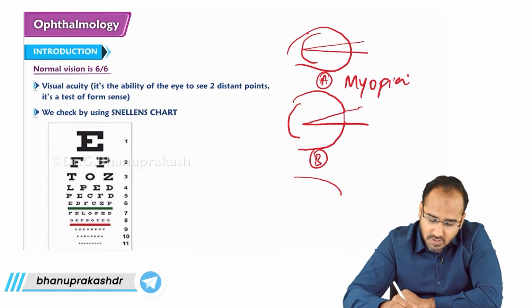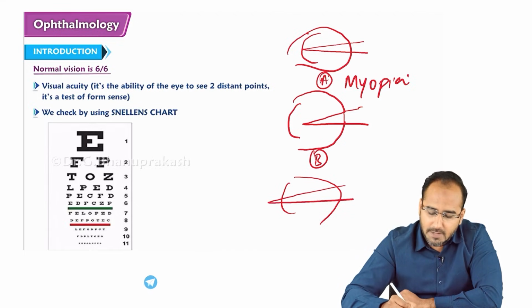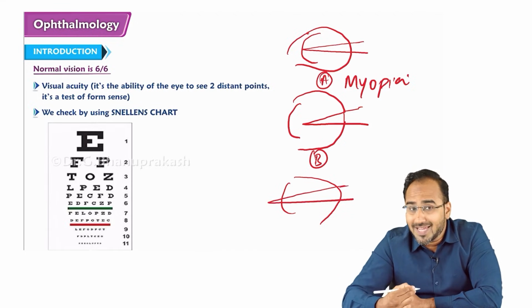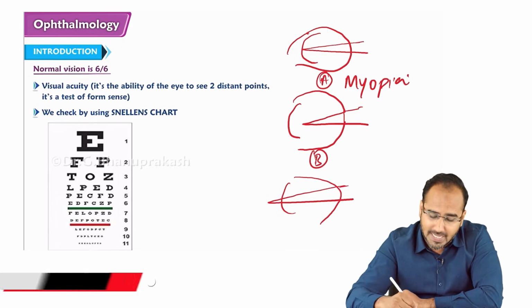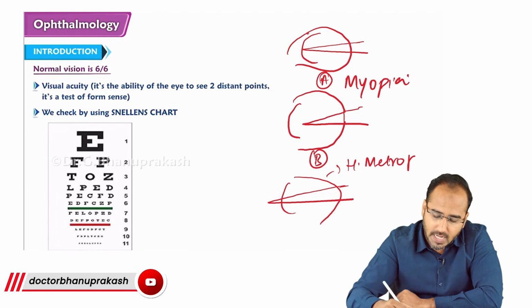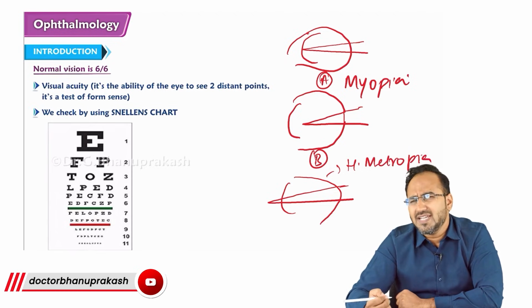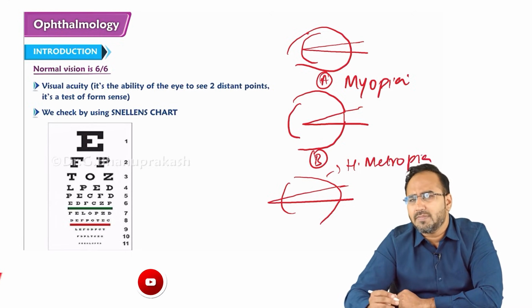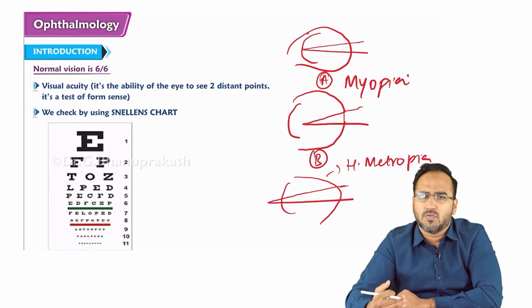Once again guys, this is the cornea. Here is the retina. So what will happen guys? Now the light rays are focusing where? Behind the retina. If the light rays focus behind the retina, such condition is called as hypermetropia. So we'll discuss what is myopia and what is hypermetropia later. We are discussing about what?